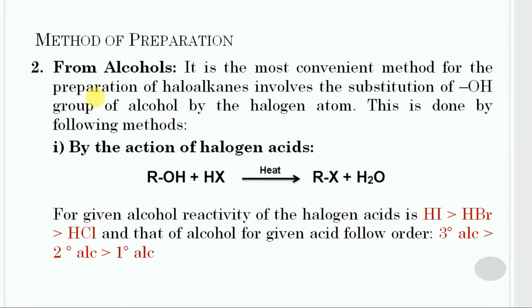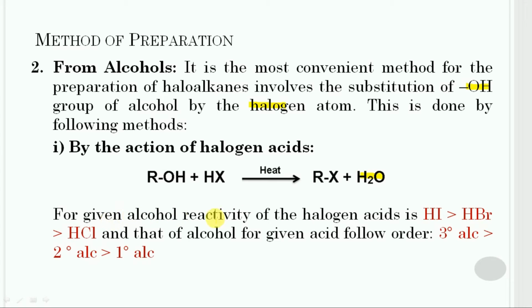Next is from alcohol. It is the most convenient method for the preparation of haloalkanes. It involves substitution of the OH group of alcohol by a halogen atom. This is done by the following methods. The first one is by the action of halogen acid. In this case, alcohol is heated with halogen acid and haloalkane gets formed along with water.